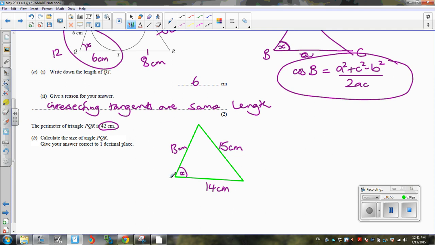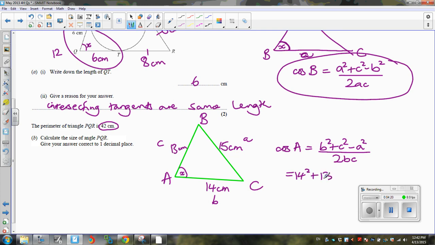So let's label the sides. It doesn't really matter whether I use A, B, or C, so let's do A, B, and C. So this is little a, this is little b, and this is little c. So we can write that cos A is going to be b squared plus c squared minus a squared divided by 2bc. Now in this case, that's b squared, well that's 14 squared, plus c squared, well that's 13 squared, minus a squared, which is 15 squared, divided by 2 times 14 times 13. Now if you work that out, on the top it comes out as 140. The bottom is 364. So that's the cosine of angle A.